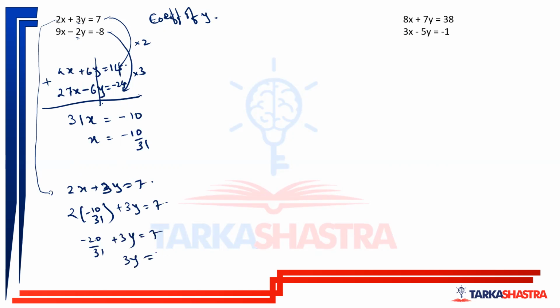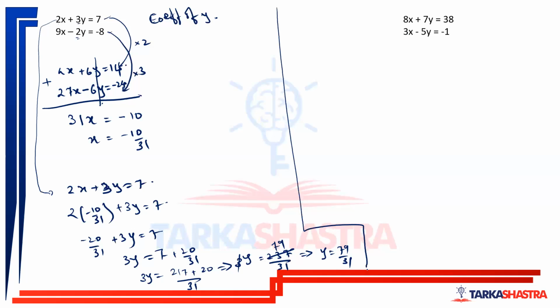That is 3y is equal to 7 plus 20 by 31. Now 31 into 7 will be 217 plus 20 by 31. This is 3y. And from this we get 3y is equal to 237 by 31. Now 237 will be divisible by 3. So that is 79. So you get y is equal to 79 by 31. Simple. The values of x and y can also come in terms of fractions.